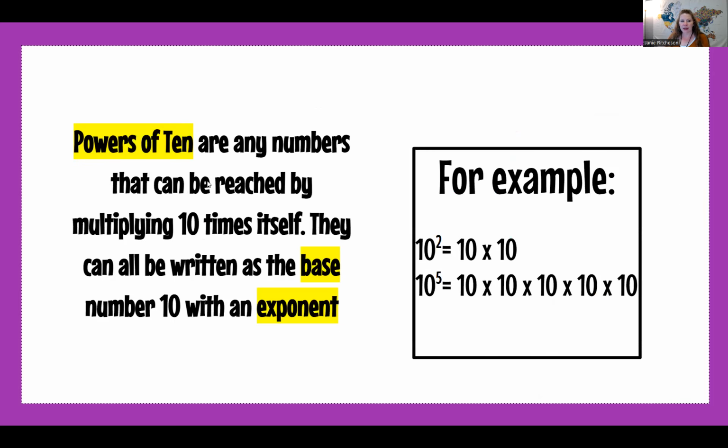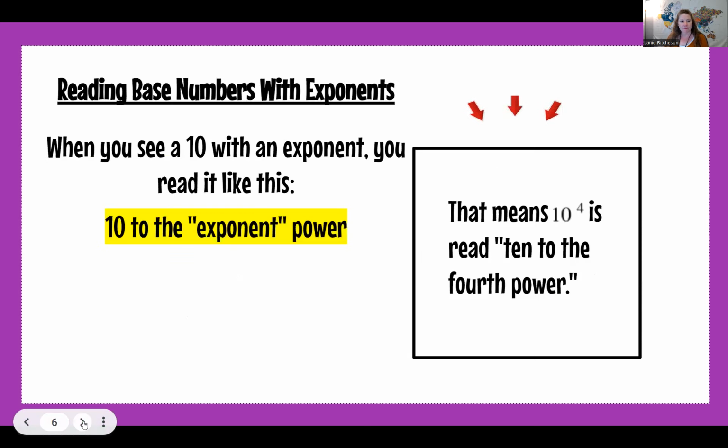Exponents can also be called powers. Powers of 10 are any numbers that can be reached by multiplying 10 times itself. They can all be written as the base number 10 with an exponent of however many times it's being multiplied by itself. So here we have 10 to the second power, or 10 squared. This one we would say 10 to the fifth power, or 10 to the power of 5. And that simply means 10 times 10 times 10 times 10 times 10, a total of 5 times.